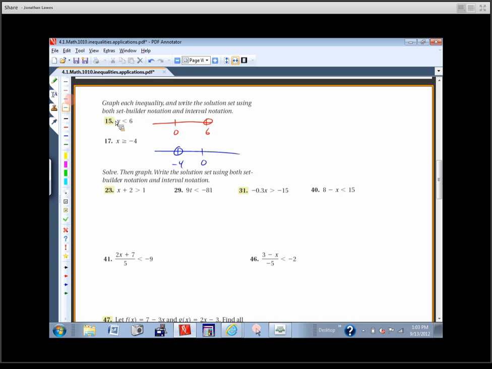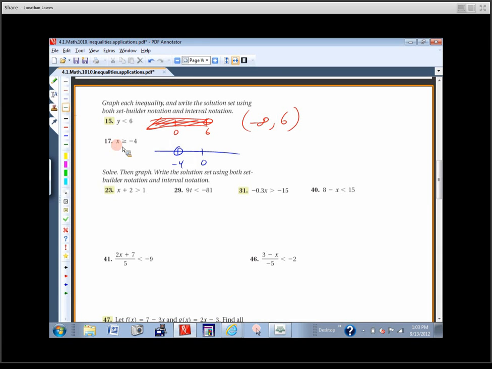Okay, for number 15, it says y is less than 6. So I've drawn an axis. I don't fill it in. Less than is to the left, so I'm shading like this. In interval notation, it starts at negative infinity, stops at 6. I don't include the 6, and I never include the infinity because it's not really a number, it's more of an idea. Okay, so always round brackets around there.